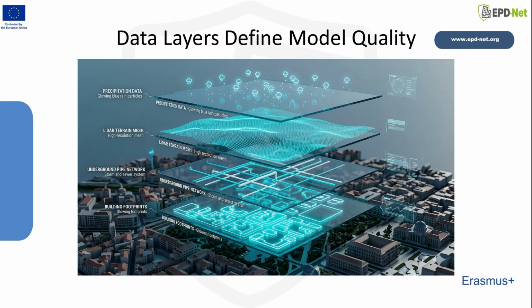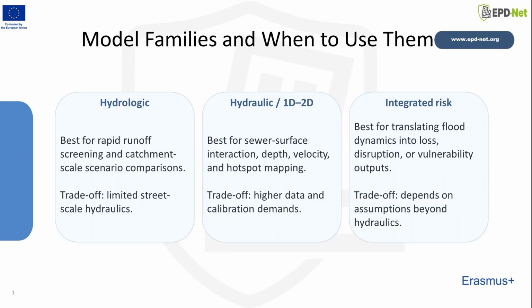Before modeling, we should be clear about data needs. At minimum, we need rainfall inputs: observed series, designed storms, and, when planning for the future, climate scenarios. We need a terrain representation, typically a DEM, plus land cover and roughness proxies that influence overland flow. For sewer-surface interaction, we also need a drainage network: pipes, inlets, outfalls, and any storage assets like tanks or basins. And to translate flooding into risk, we need exposure layers such as building footprints, critical facilities, population proxies, and asset values.